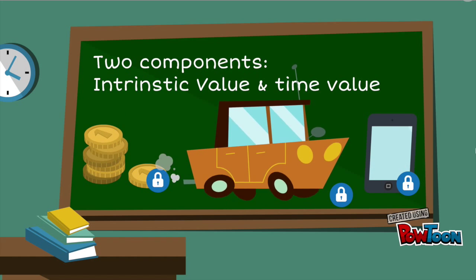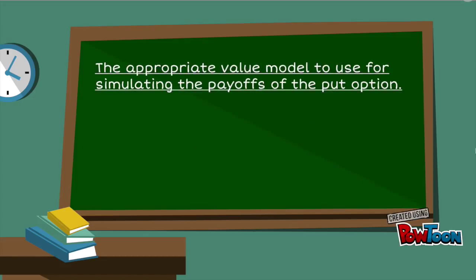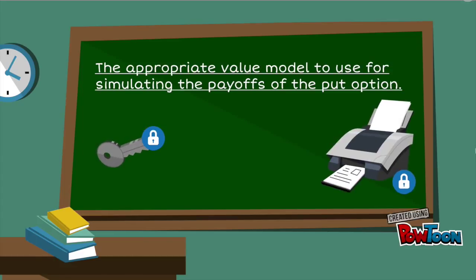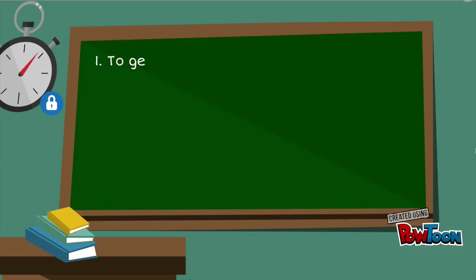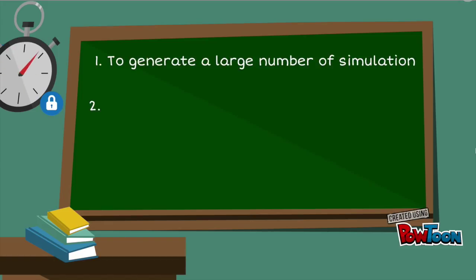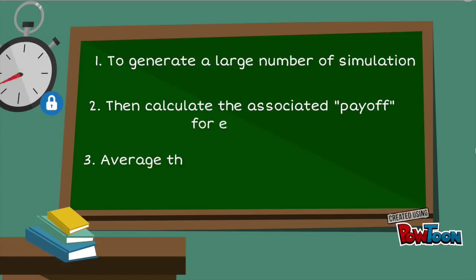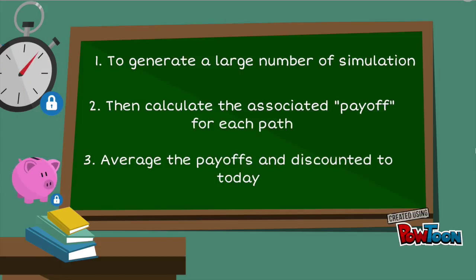Based on the analysis we've just mentioned above, Monte Carlo simulation option models can be used to calculate the value of an option with multiple sources of uncertainty or with complicated features. The technique applied is, first, to generate a large number of possible but random price paths for the underlying via simulations, then to calculate the associated payoff of the option for each path. These payoffs are then averaged and discounted to today.